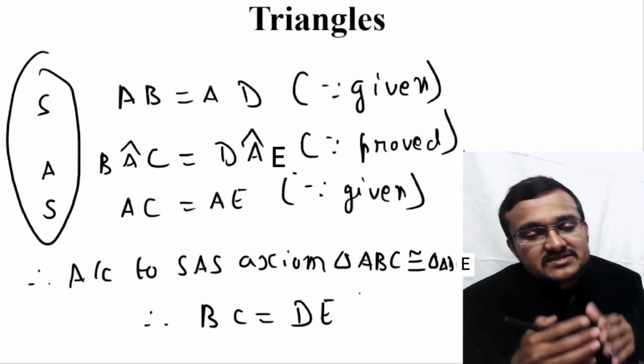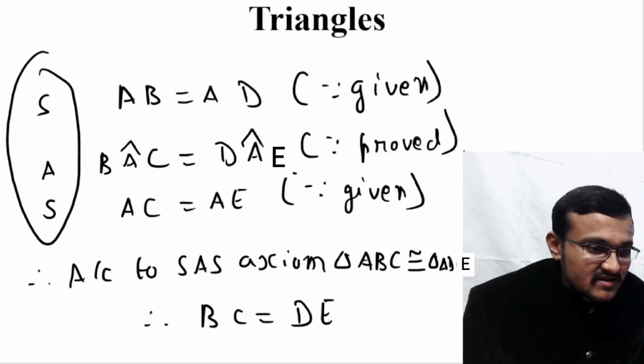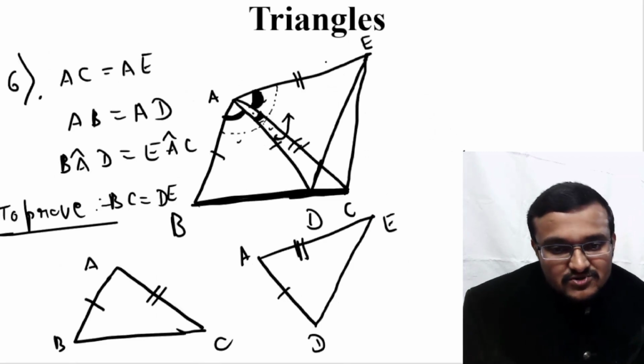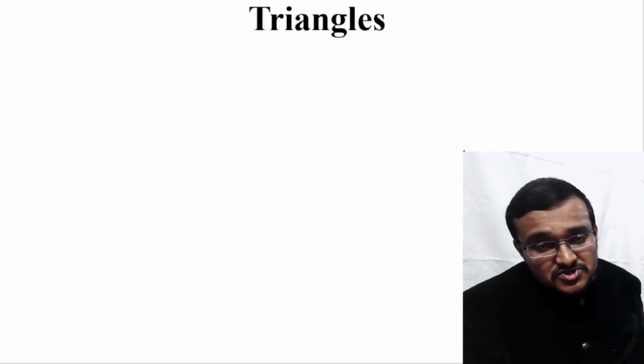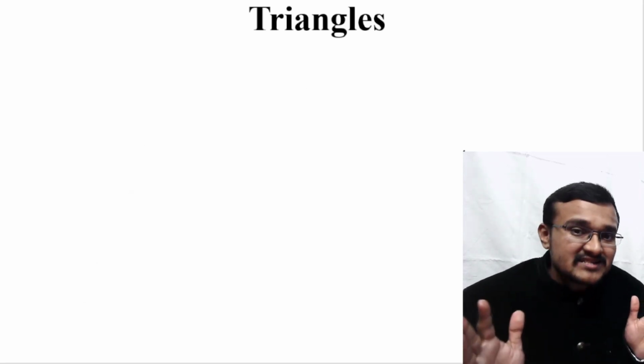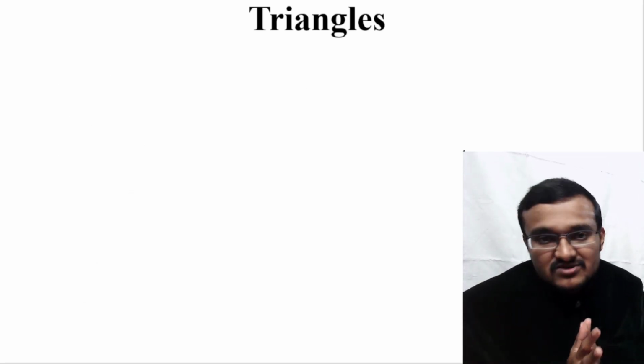Since these two triangles are congruent with each other, straight away you can write BC is equal to DE. So this particular side will become equal to this particular side. So there is a lot of possibility that you can go wrong in this particular question.